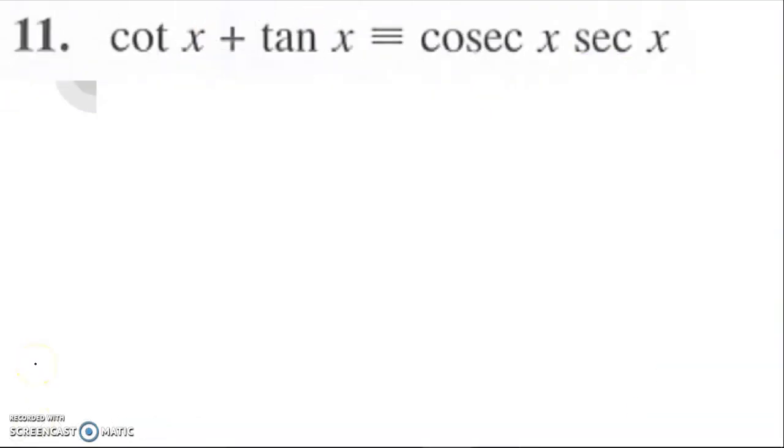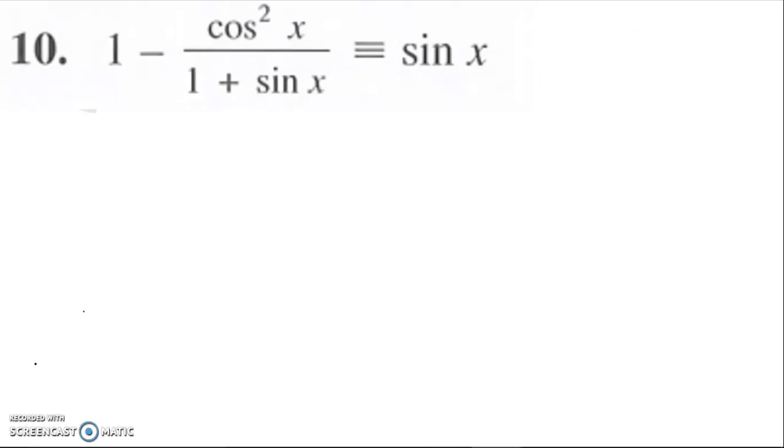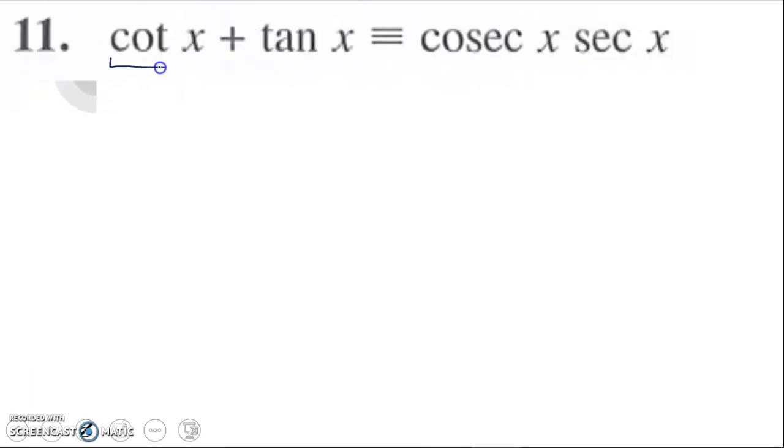Alright, number 11, I've got cotangent x plus tangent x is identical to cosecant x times secant x. Now I don't think it matters which side you pick. Personally, I chose the left side. So I'm proving this left side is identical to my right side. Okay.